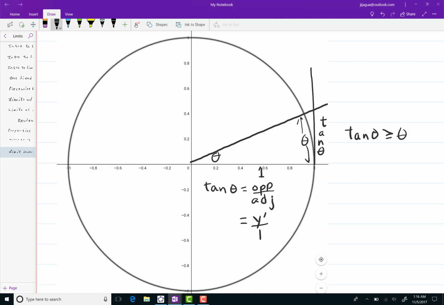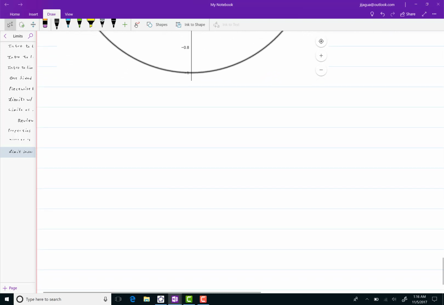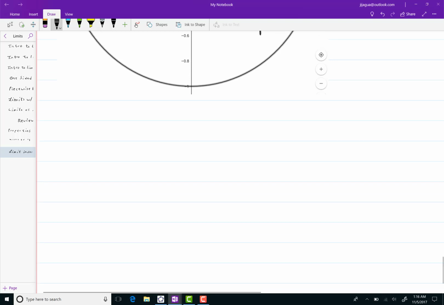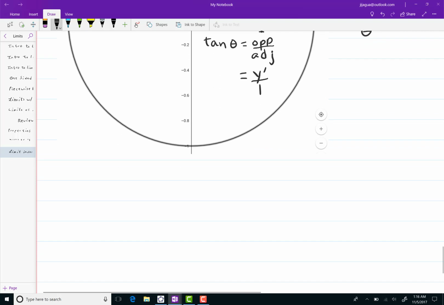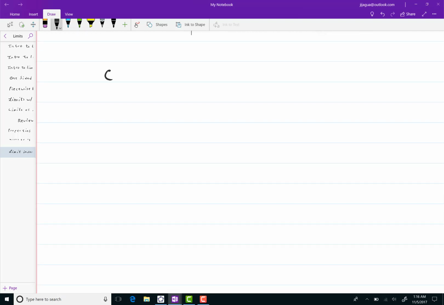Now what I'll do is divide by theta. At the same time, I'm going to multiply by cosine of theta. Since all these quantities are positive, I don't have to worry about any sign switches. So sine of theta over theta is greater than or equal to cosine of theta. I need to fix something, so give me a second while I scroll down. There, we're going to change that 1 to cosine of theta. So now I've got the inequality that I want. I've got cosine of theta is less than or equal to sine of theta over theta, for positive theta now, and that's less than or equal to 1.